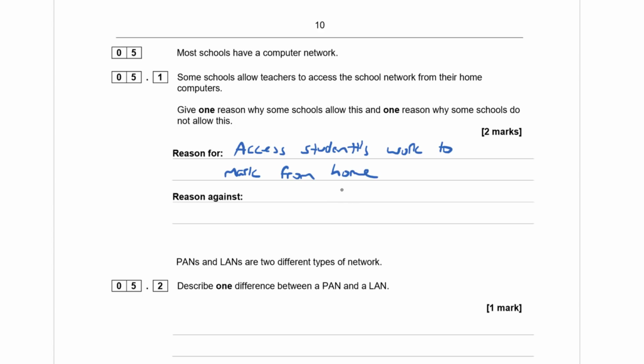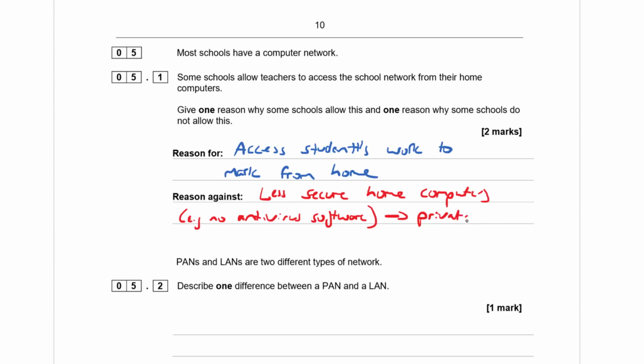So this is a totally application question for the first part, but the reason against is more a security issue. So ones you could maybe talk about are things like they might have less secure home computers. No antivirus. They love talking about antivirus, examiners. No antivirus software, which means private data is more vulnerable. And obviously we've got to be very careful with private data, especially when it's children, so the Data Protection Act is also relevant, so we've got to be quite careful with how they're actually storing the data.